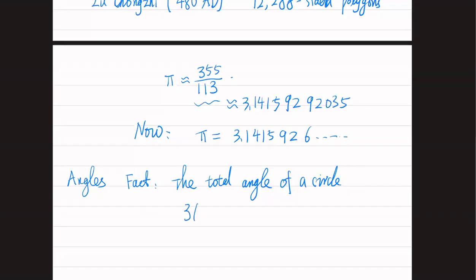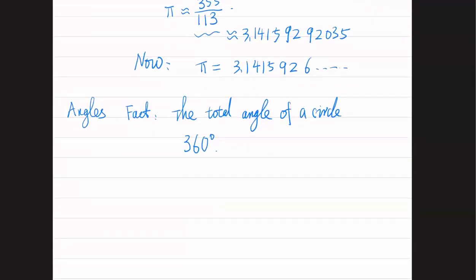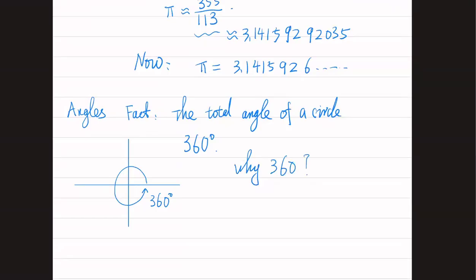So 360. Okay, now the question. Why do we set this number? Do we pick this number? Let me draw a circle and then a total angle of this. Why? So where does this number come from?